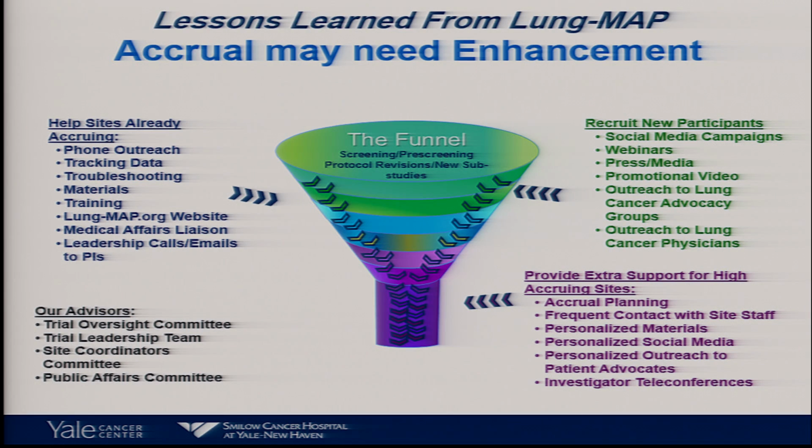We wanted to help sites that were already accruing. There are two ways to do this. You could get sites that aren't involved and get them on, or say, well, here's 700 sites, 400 of them are really good, or 300 are really good. Let's help the accruing sites.